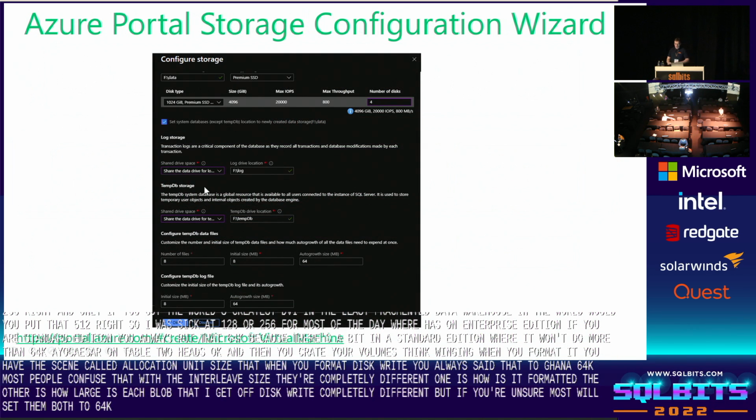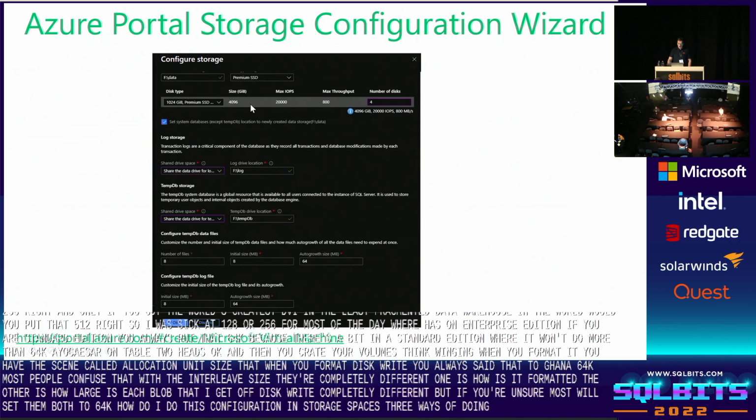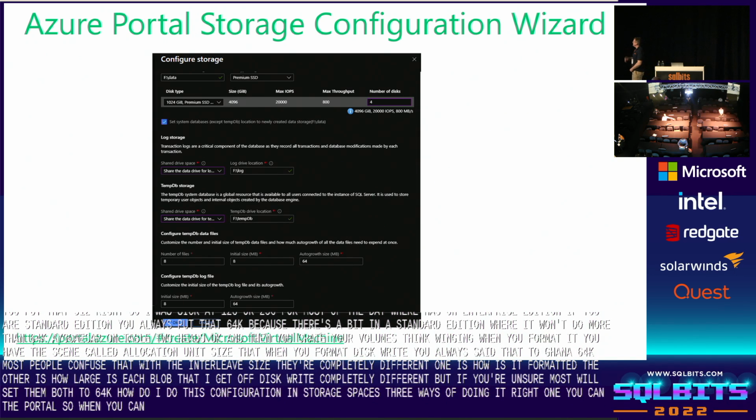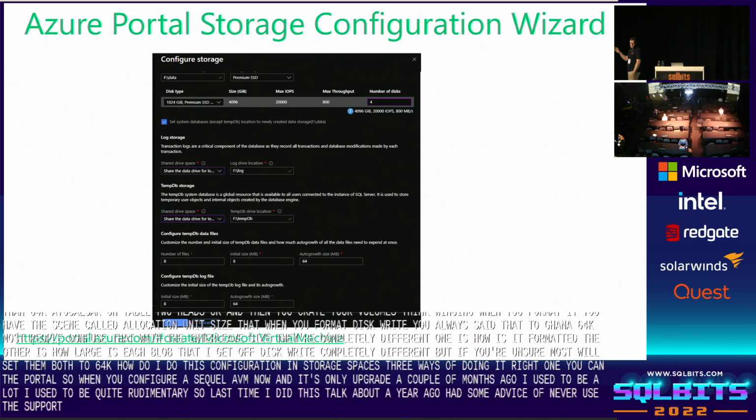Now, how do I do this configuration in storage spaces? There are 3 ways of doing it. One is the portal. When you configure a SQL VM now, and this was only upgraded a couple of months ago, it used to be quite rudimentary. Last time I did this talk, about a year ago, I advised never using the portal because it wasn't flexible enough. But now they've upgraded it, it has a lot more options, and it's actually pretty good.